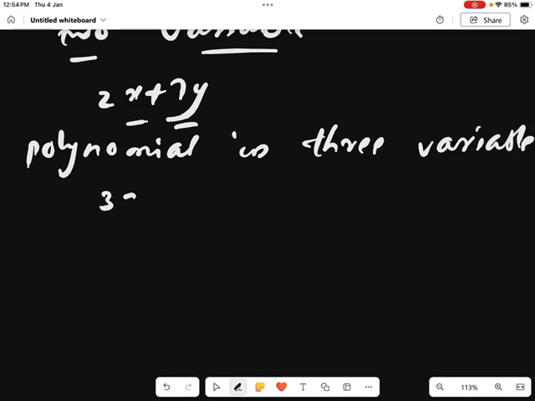Examples: 3a plus 7b plus 2c. These are three terms and three variables, containing three variables, that is a, b and c. These are the three variables.